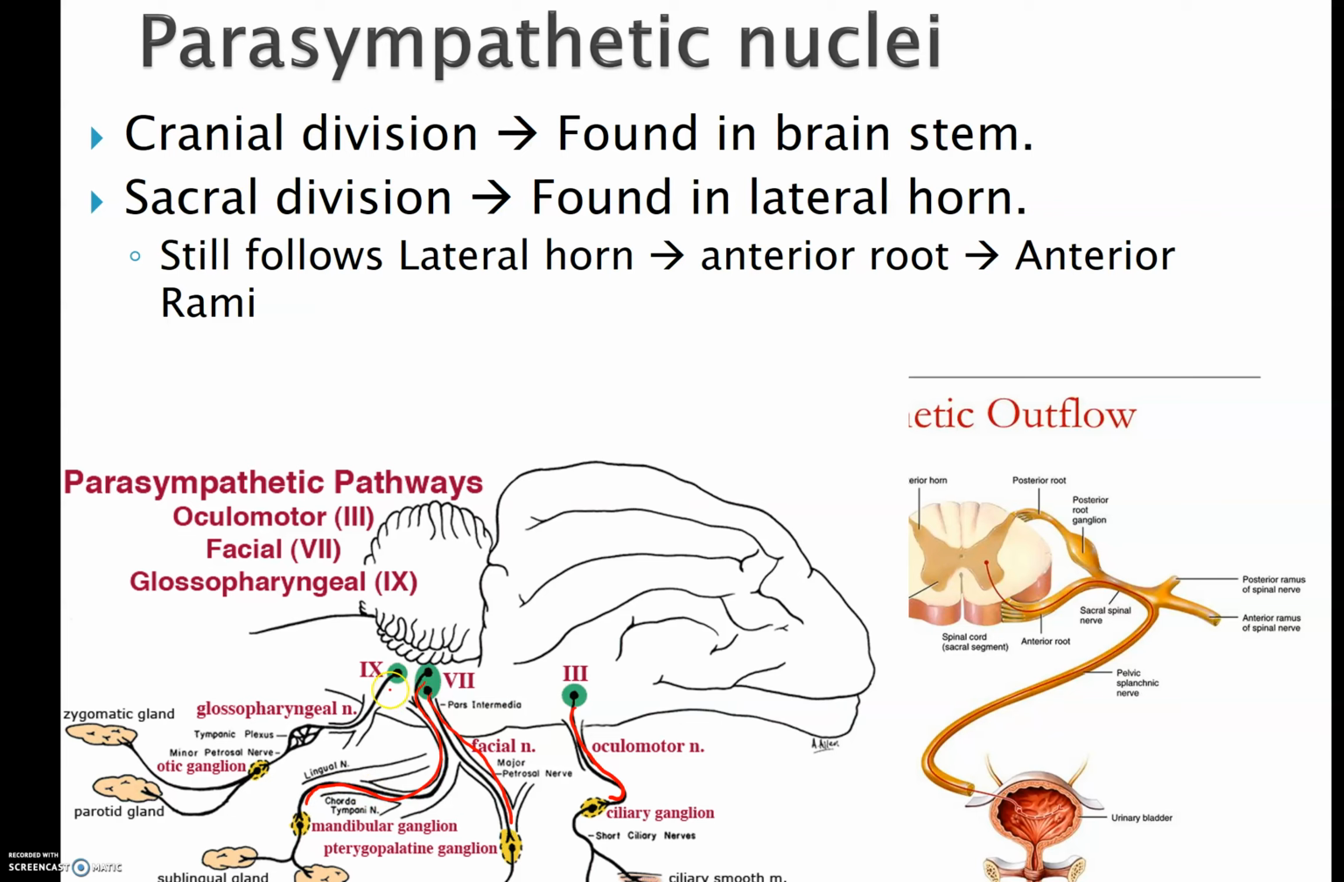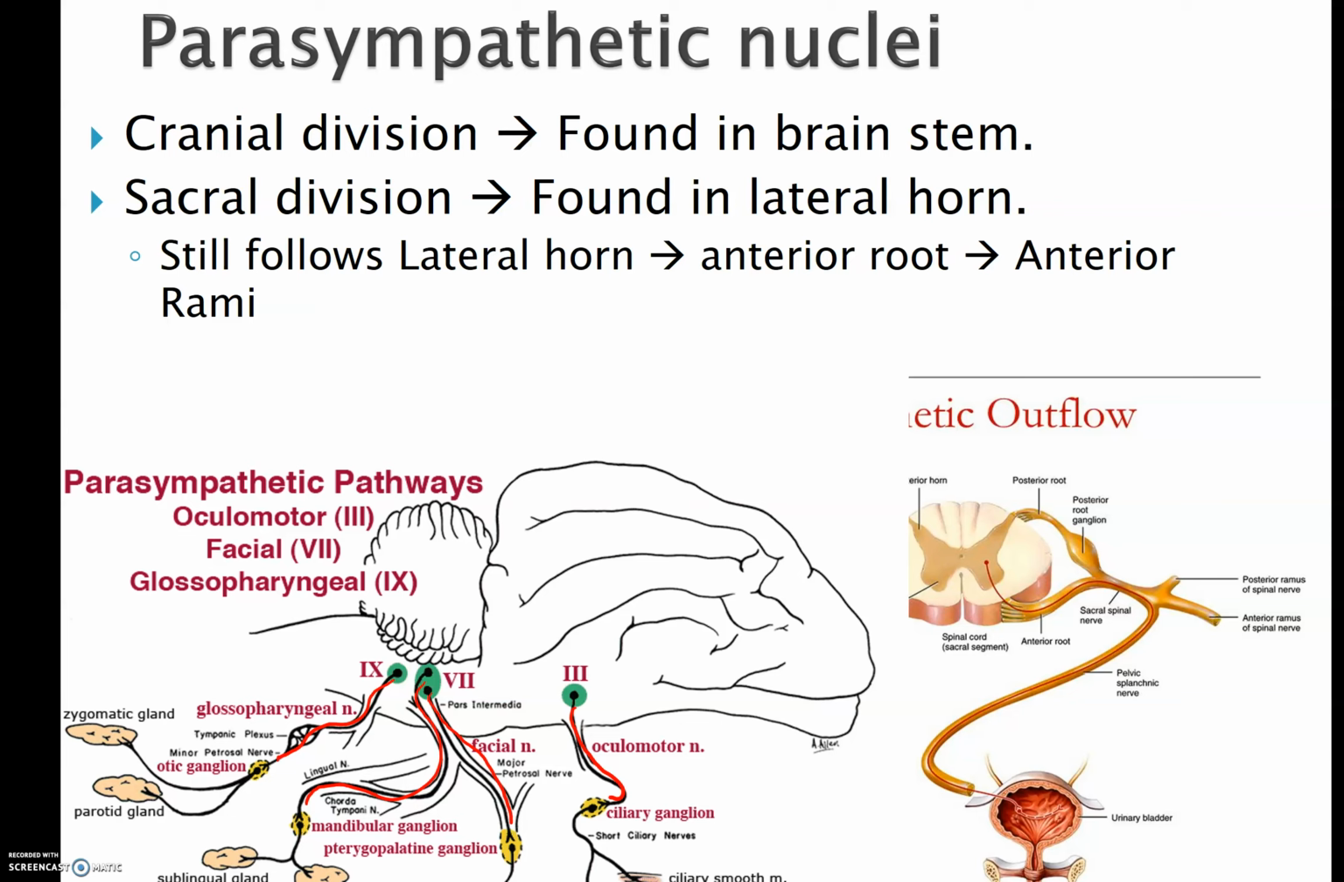The glossopharyngeal is actually boring. Its ganglia goes near the larger salivary glands. Those are the parotid glands. And then we have the vagus. It goes all the way down to your abdominal organs.